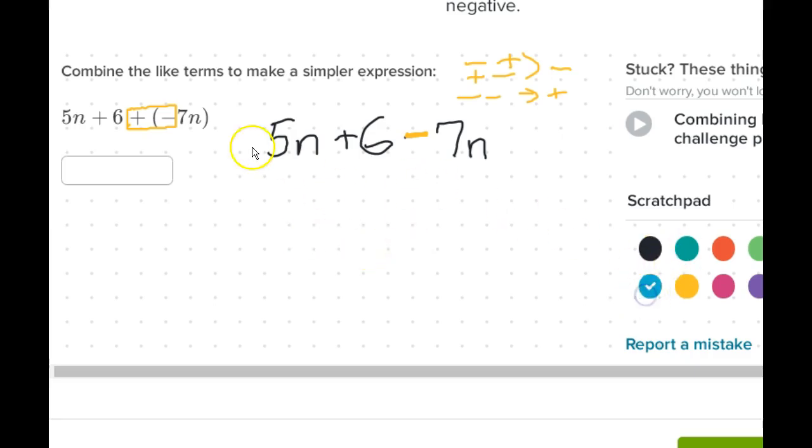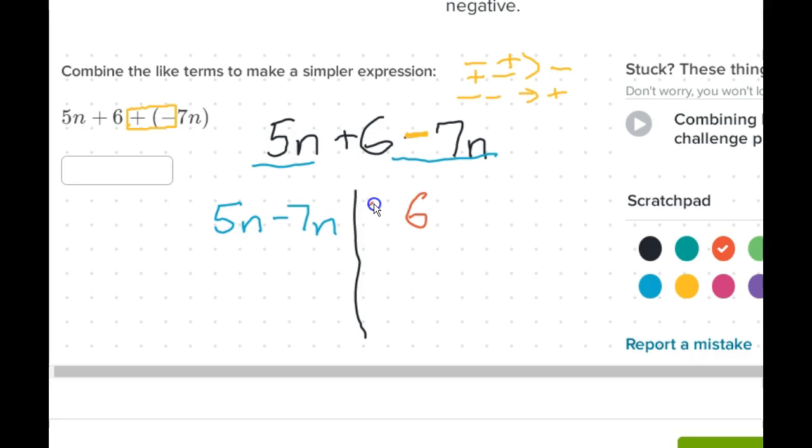And then, again, split it up in two problems. We're going to have 5n and then negative 7n. And then we'll have just plus 6. Okay, simplify that, see what you get. Okay, just wait for a second. And you got what?